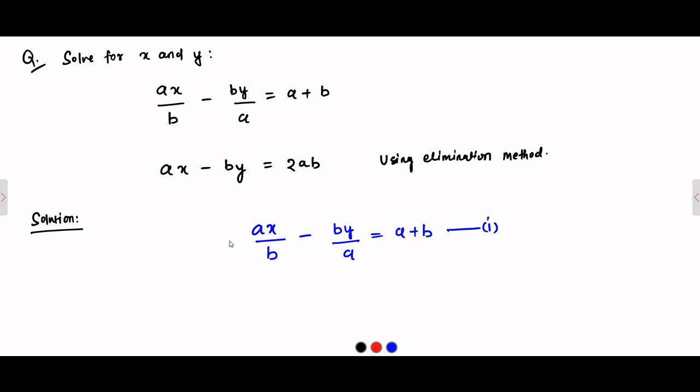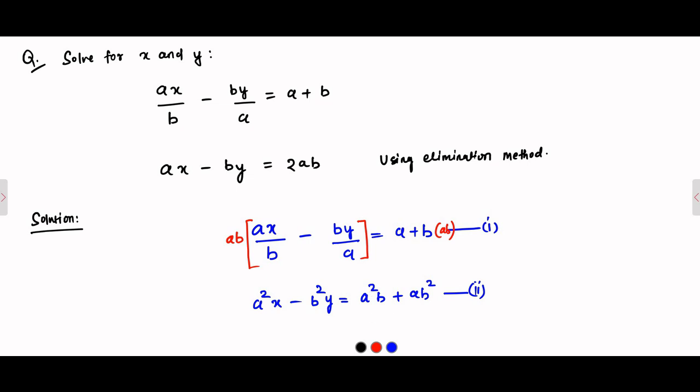So we'll multiply ab on both sides, here ab and here also ab. So we'll have a²x - b²y = a²b + ab². Okay, so this is the proper equation, eliminating the fractional form. This is equation 2, the same as equation 1 but in a proper form without the fraction, so that we can handle it in an easy way.